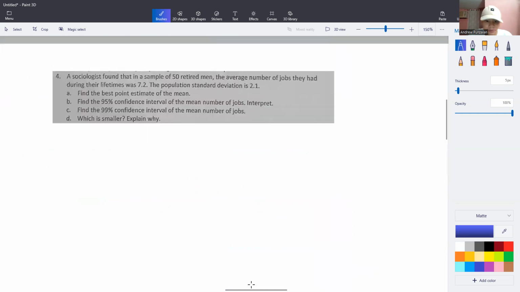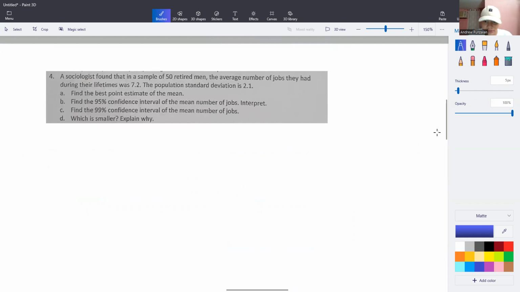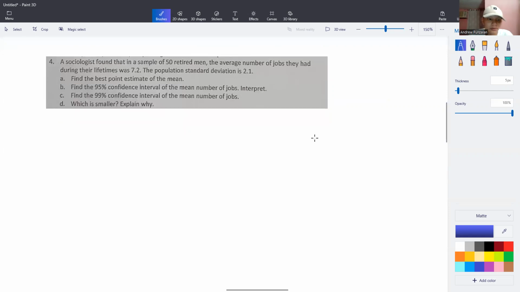Next, number 4. A sociologist found that in a sample of 50 retired men, the average number of jobs they had during their lifetime was 7.2. The population standard dev is 2.1. So for number 4, this is central limit theorem. First, you have to find the mean and the population standard dev. Our mean is 7.2, it's in the question, and our standard dev is 2.1.